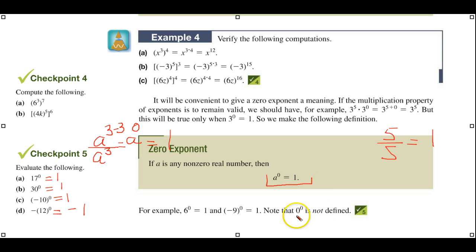Now there is an exception to this, by the way. 0 itself. 0 to the 0 power is not 1. Just as 0 divided by 0 does not equal 1. This is not defined. Anything divided by 0 is not defined.